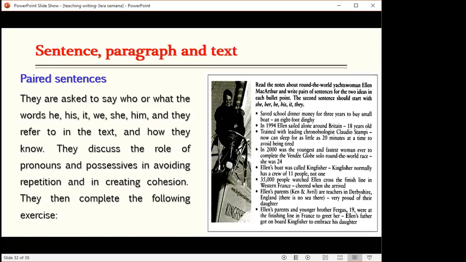So notice here: saved school dinner money for 3 years to buy a small boat, an 8-foot dinghy. So here you have two ideas. They are going to write pairs of sentences with these two ideas. And for the second sentence, notice, you are making them use the reference. The second sentence should start with she, her, he, his, it, or they.